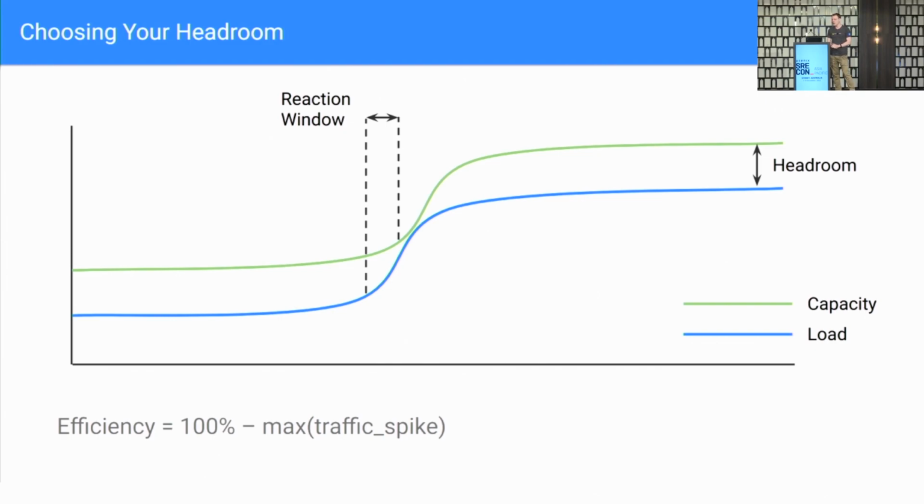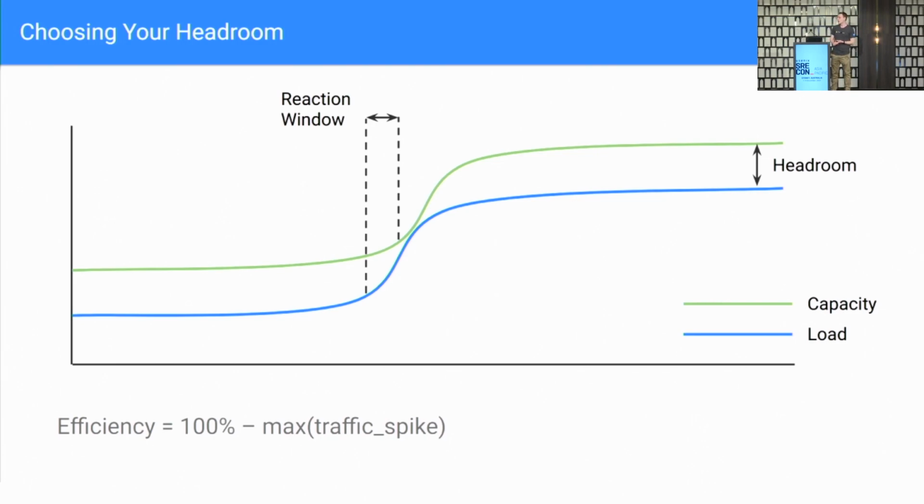Ideally, we should be provisioning just enough headroom to handle that spike while we give our autoscaling system time to scale up. The amount of headroom that we need is going to depend on how big the spikes are that we're expecting and how fast our autoscaling can respond to that. How fast can we scale up?